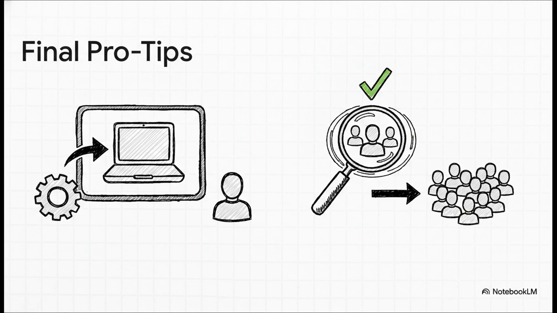Save those device groups for policies that are truly about the device itself. And maybe most importantly, never ever roll out a new rule to your entire company all at once. Always, and I mean always, test it with a small pilot group of users first. Make sure everything works exactly the way you expect before you go big.